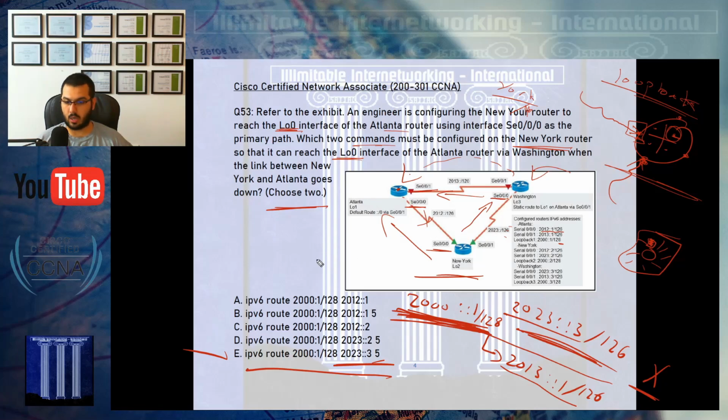2012::1. Okay, so I will need a 2012::1. I have these two options. One of them will be considered as floating, the other one will be considered as primary. So I'll go with the primary one. So these are two commands that should be configured inside the New York router. One of them for the primary static route, which is answer A. The other one is for the floating static route, and this will be answer E. So I hope after all this mess you got the idea of question 53.